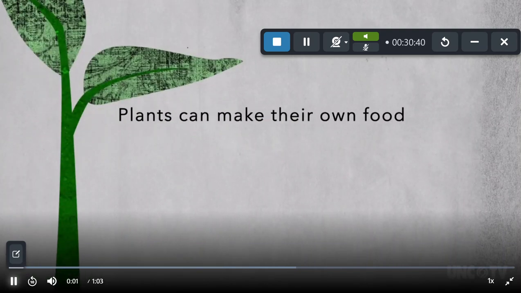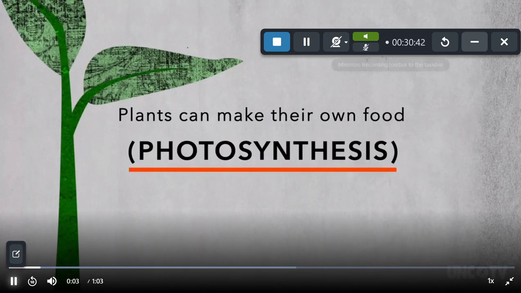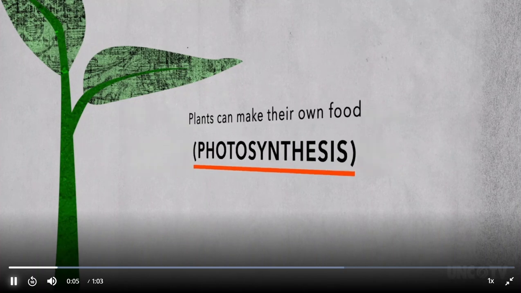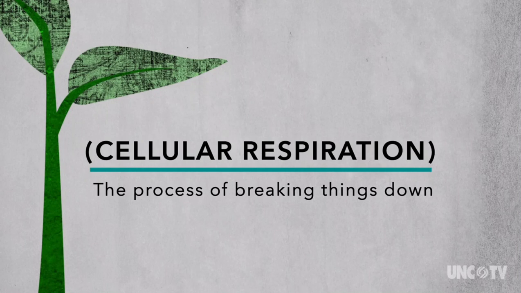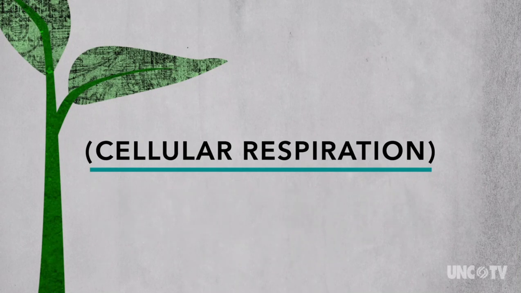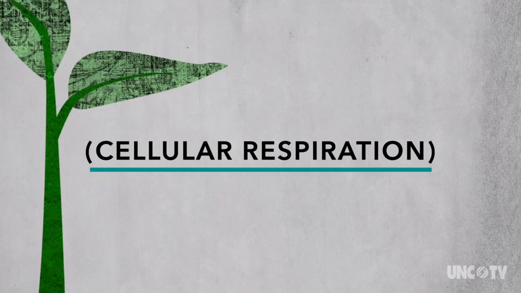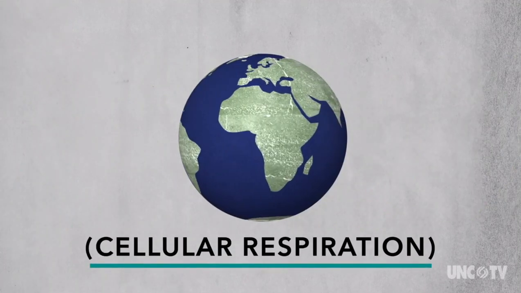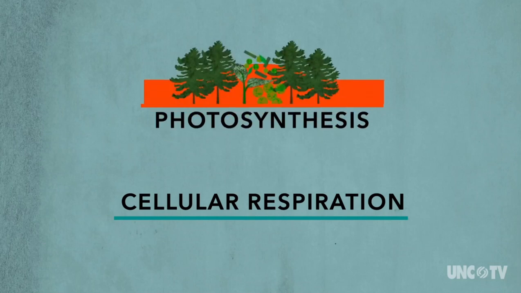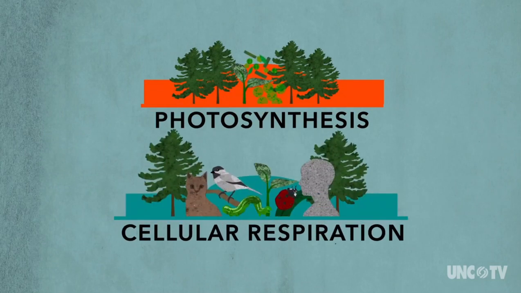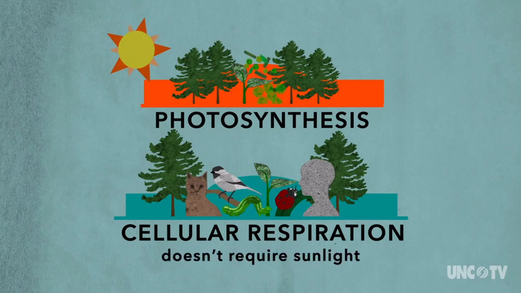So plants can make their own food, which is a pretty big deal. But the flip side to photosynthesis is cellular respiration, the grand old process of breaking things down, aka eating the food. Both animals and plants do it, and thank goodness we all do, because it's one way we keep the system in balance. While only plants are involved in photosynthesis, both plants and animals perform cellular respiration. And unlike photosynthesis, it doesn't require sunlight.